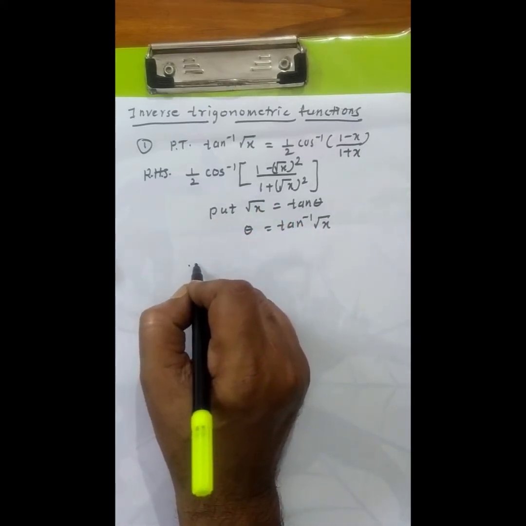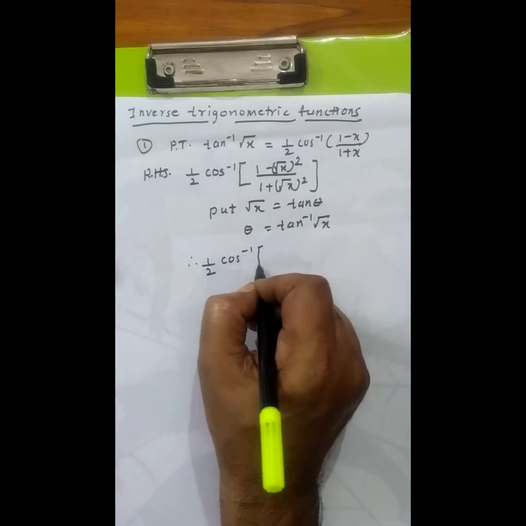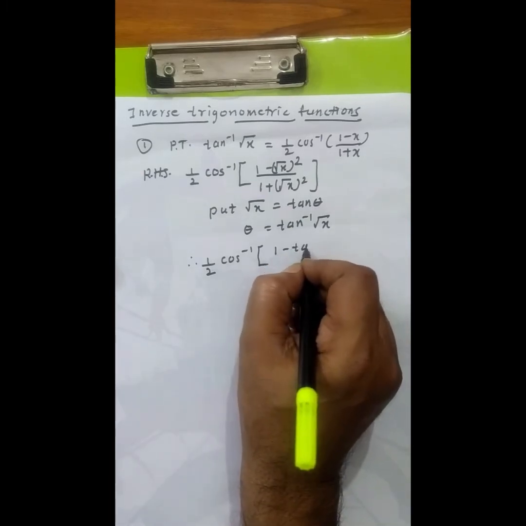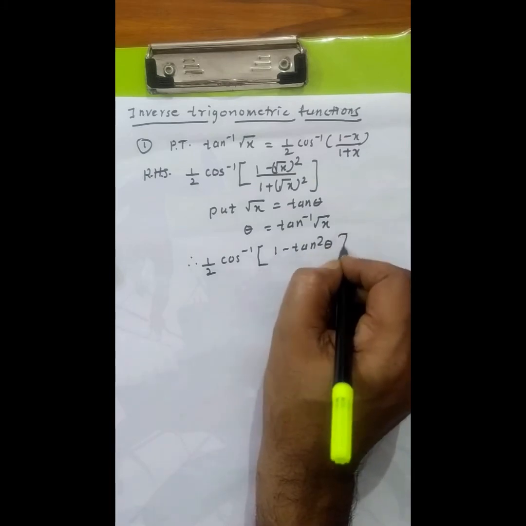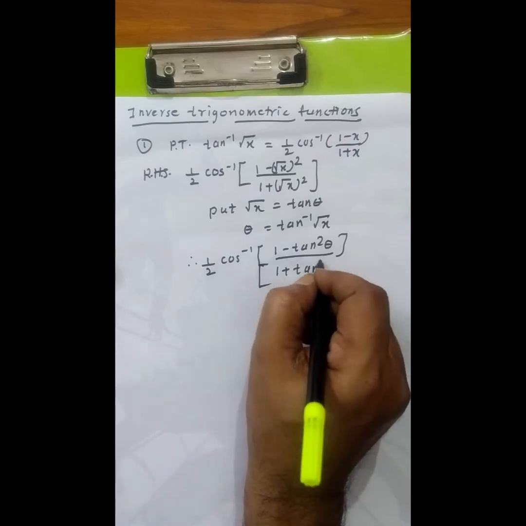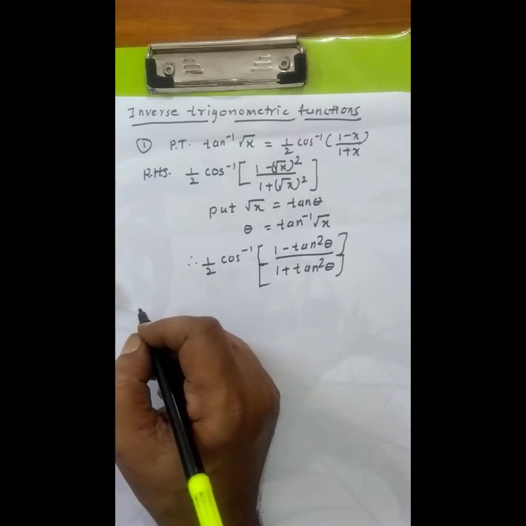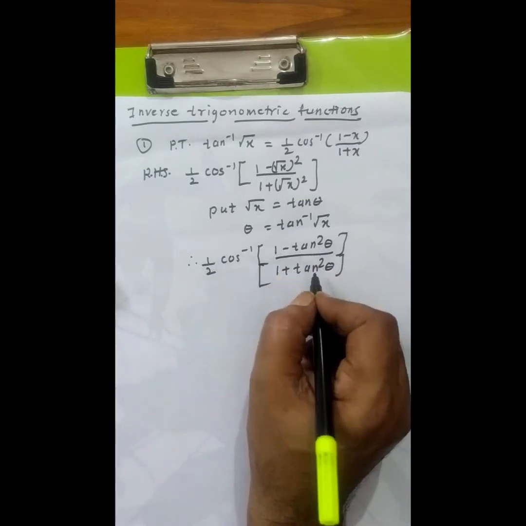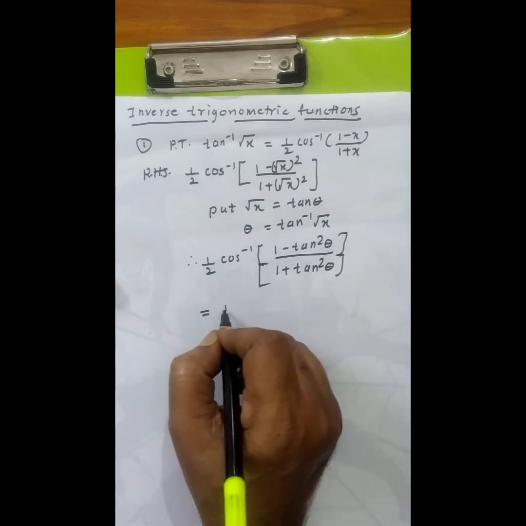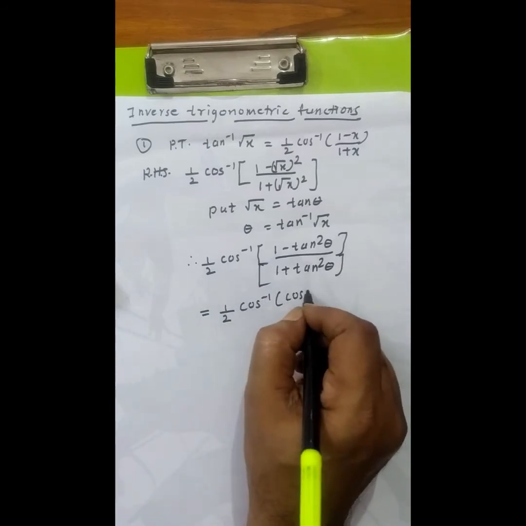Now what happens to this given sum RHS? Therefore, we have 1 by 2 cos inverse of (1 minus tan square theta) divided by (1 plus tan square theta). What is 1 minus tan square upon 1 plus tan square? It is the expansion of cos 2 theta. So this is same as 1 by 2 cos inverse of cos 2 theta.